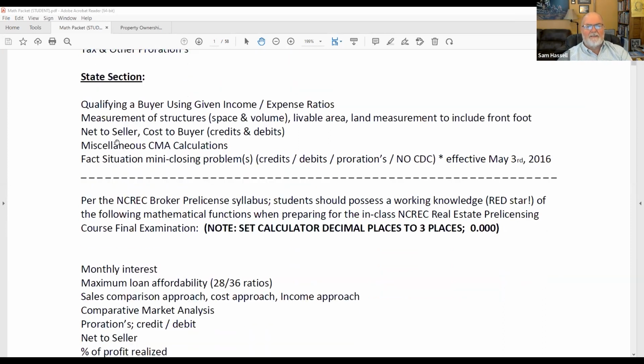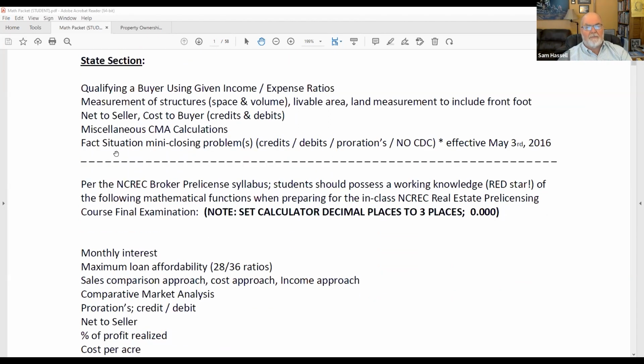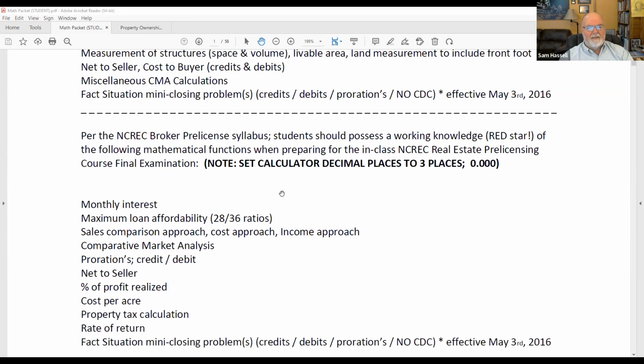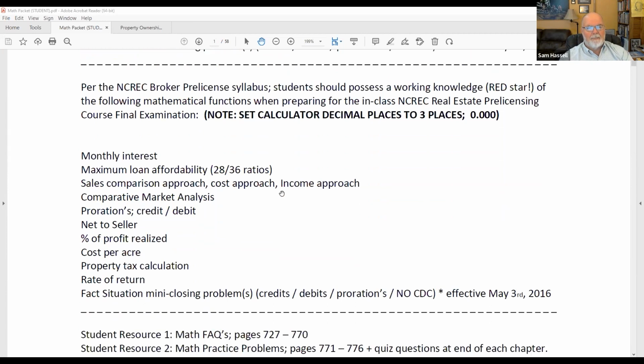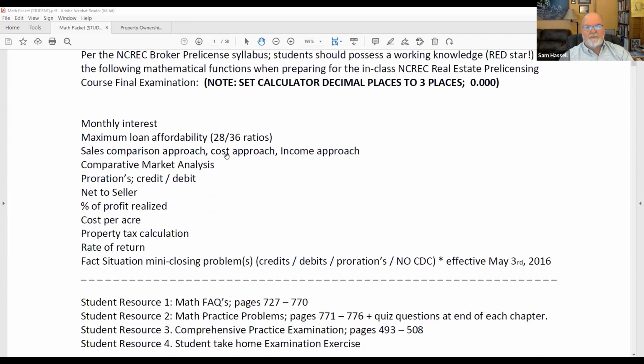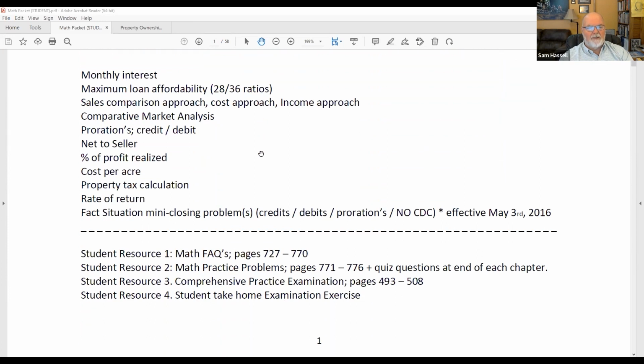So again, all of these are important. Mini closing problems. We're going to do a mini closing problem that's probably going to be a page long and take like 40 minutes to solve. But all it's going to be is all the little bits of math that we're teaching you as we go along. It's not that hard. As a matter of fact, they're kind of fun to do. I enjoy it. Okay. Monthly interest we should be able to do, loan affordability, all these things.